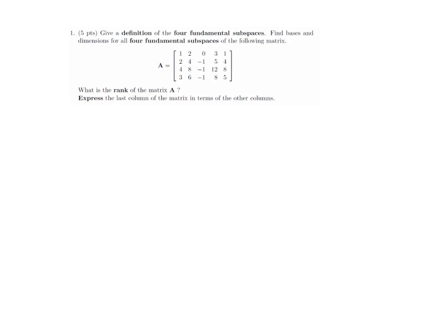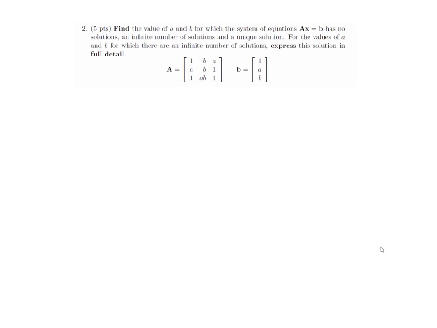Give the definition of the four fundamental subspaces and find bases and dimensions for all fundamental subspaces of the matrix that is shown. Well, what is the rank of the matrix, and then express the last column of the matrix in terms of the other columns. This question will not be treated in this video, as you can find it in video 7, where it is the first whiteboard exercise. So here's the second question.